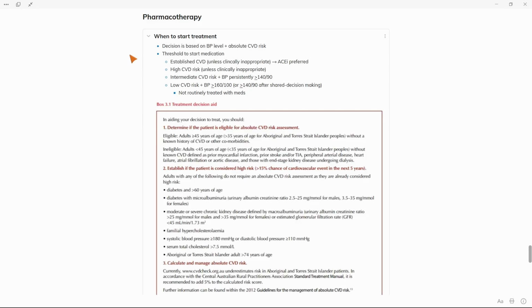Usually we would lean towards starting blood pressure medications if their blood pressure is persistently greater than 160 systolic or 100 diastolic. You can start at a lower threshold, for example, above 140 or 90, but that again depends on the shared decision-making process that you have with your patient. For patients with low CVD risk, we don't routinely treat with medications, because the benefit of antihypertensives is not as great, and you still get the same amount of risk in terms of possible side effects. But of course, if their blood pressure is high, greater than 160 over 100, then the benefit will be greater.